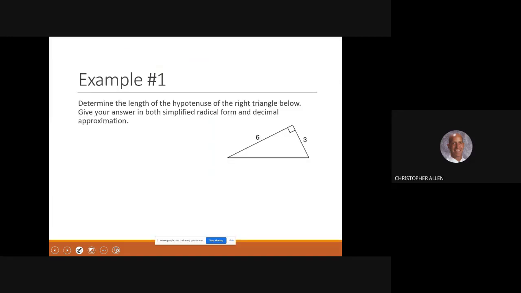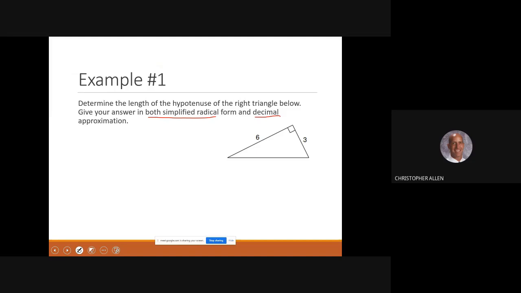So let's look at an example. You might already know how to do this problem. Now remember, I told you just a second ago to have a calculator handy. Example number 1 says determine the length of the hypotenuse of the right triangle below. Give your answer in both simplified radical form and as a decimal approximation. So let's go ahead and do this.